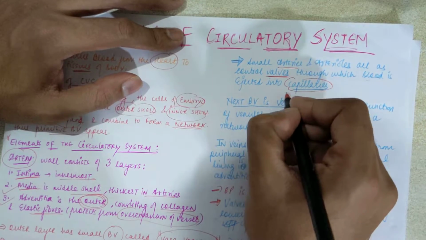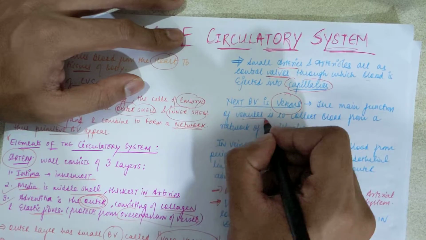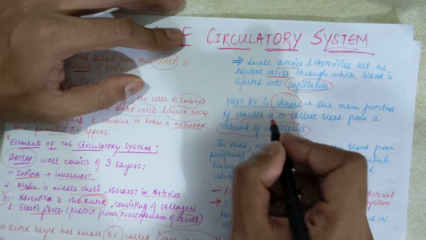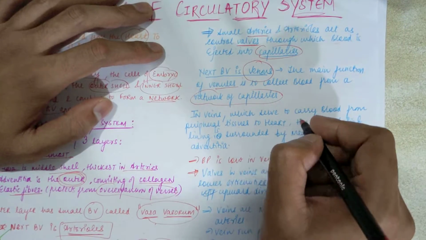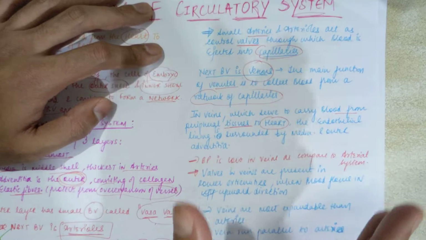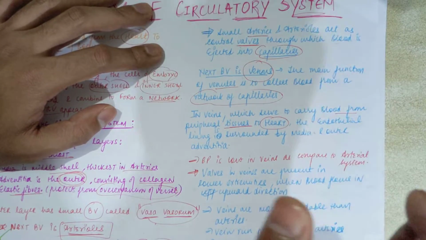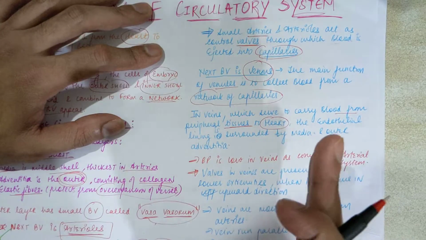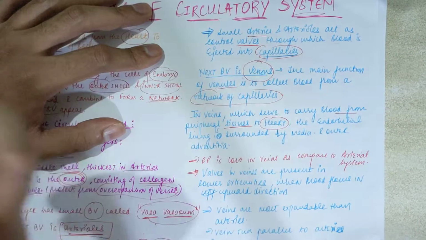Now the next blood vessel is the venule. The main function of the venule is to collect the blood from the network of capillaries. Veins serve to carry blood from peripheral tissues to the heart. Arteries bring oxygenated blood, full of oxygen, from the heart to the body, while veins bring the deoxygenated blood.